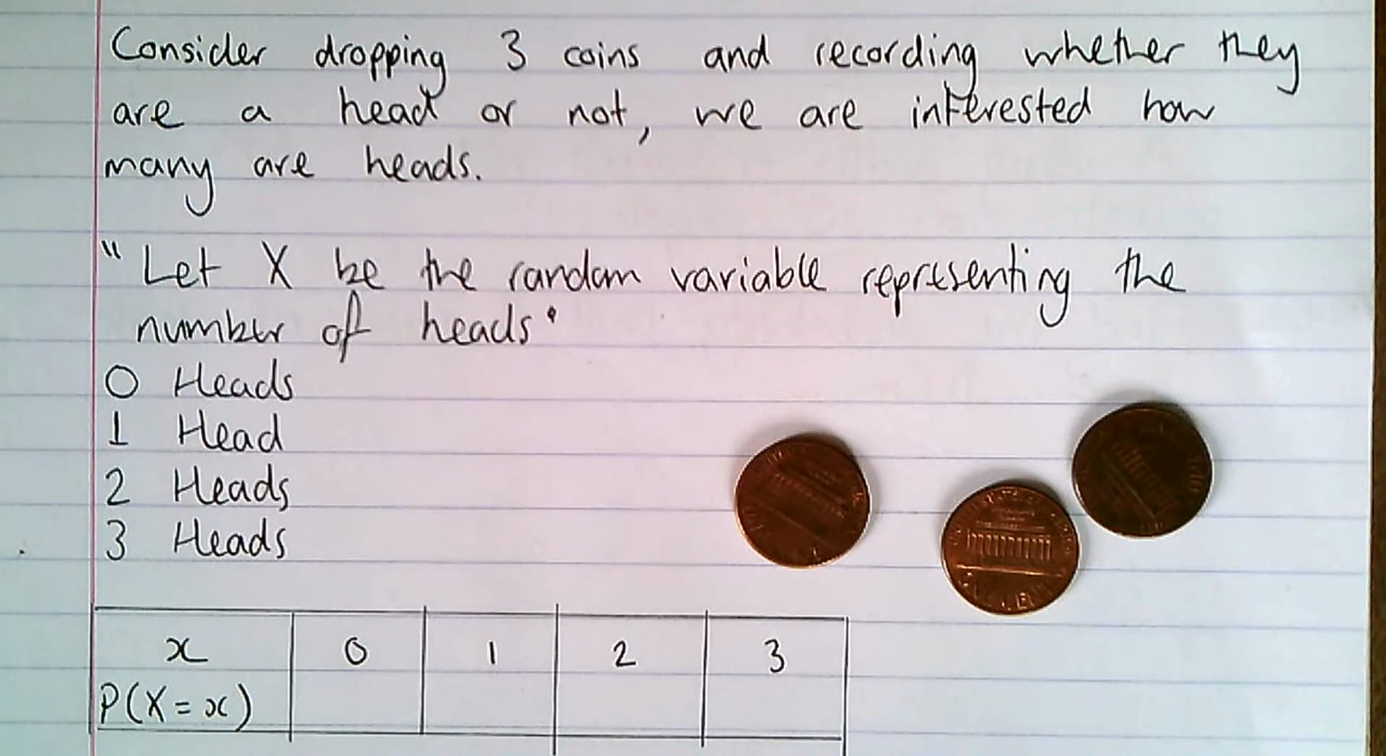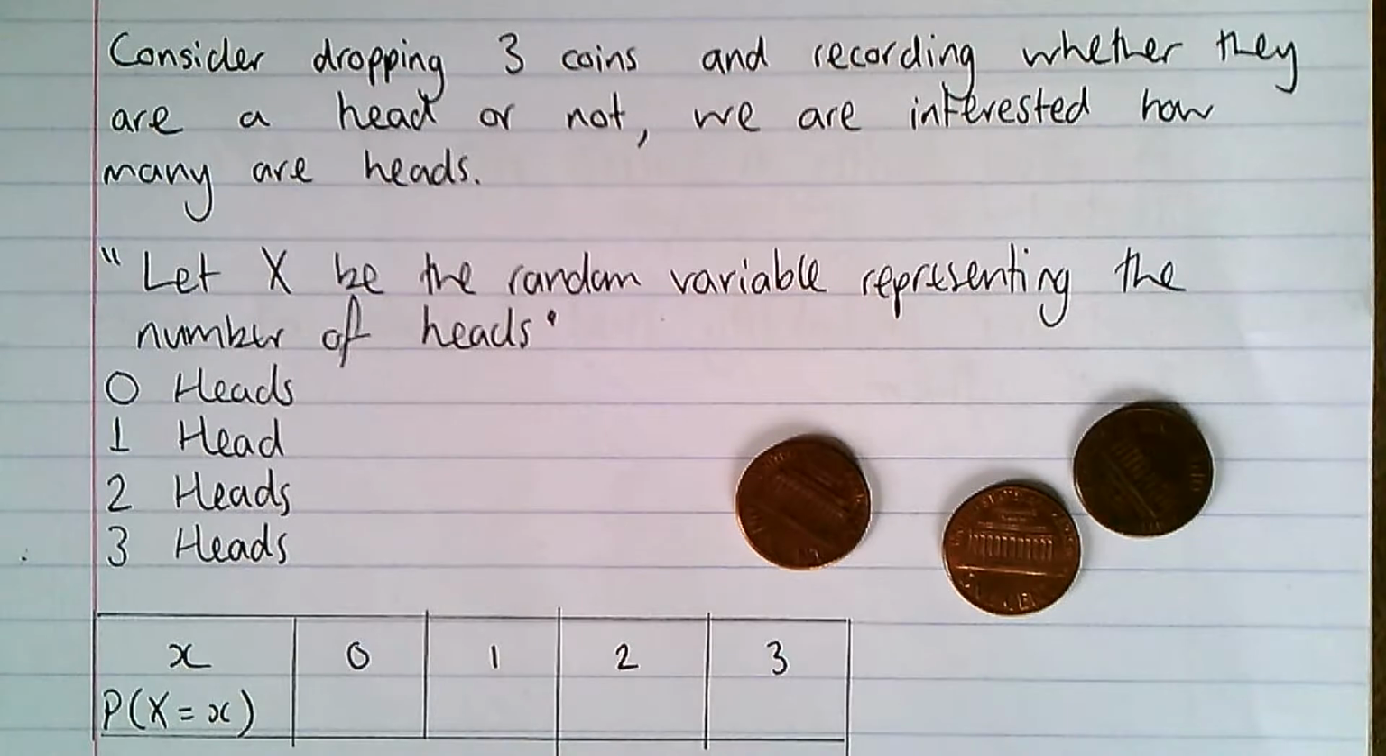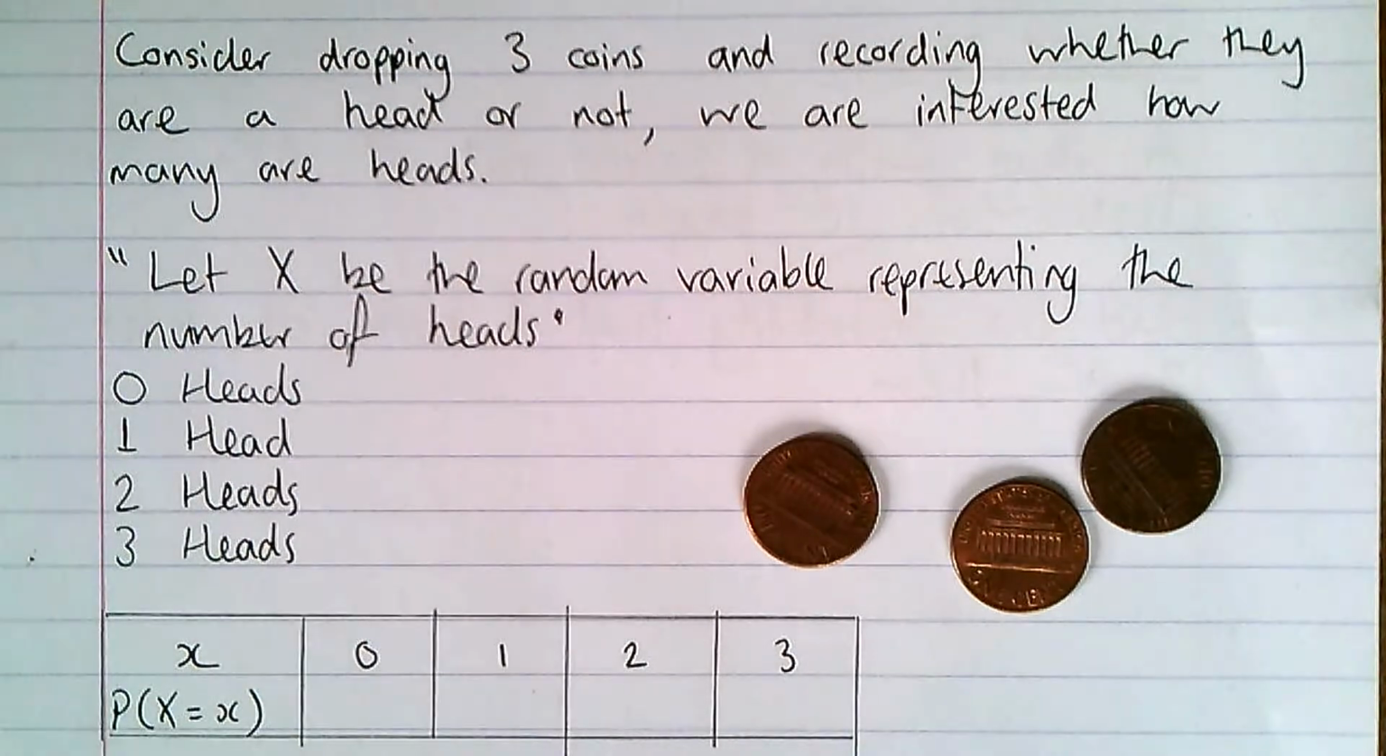So the first thing we're going to have a look at is that idea of dropping coins like we were looking at when Mr. Crofts came in to do some recording. We were dropping 4 coins then. We're just going to look at dropping 3 coins here today because of the ease of the example. So if I drop 3 coins, we're going to record whether they are a head or not.